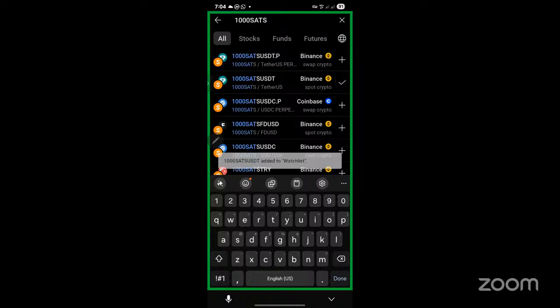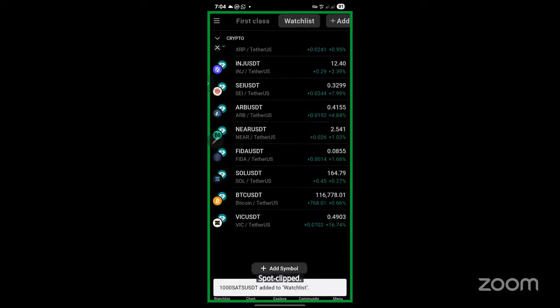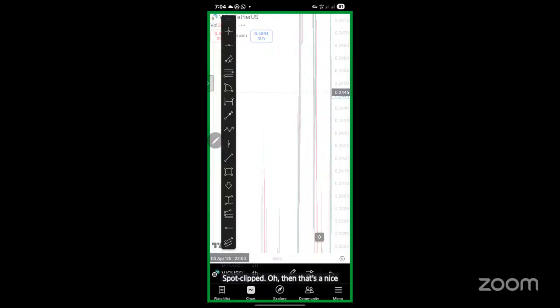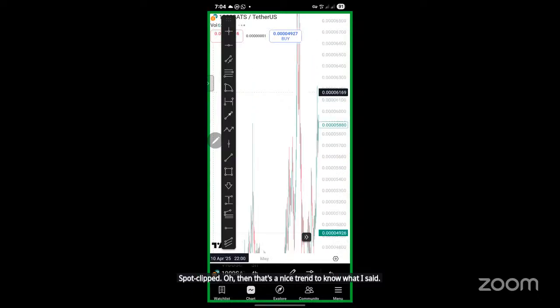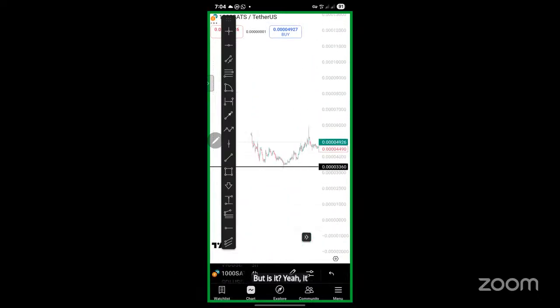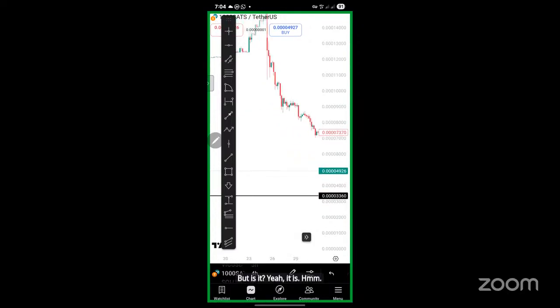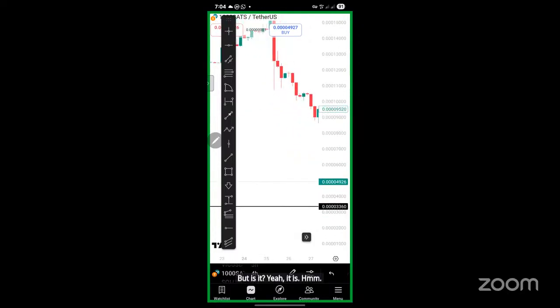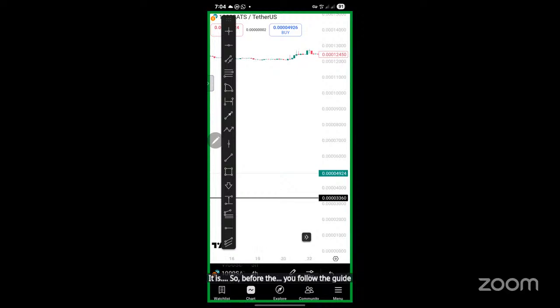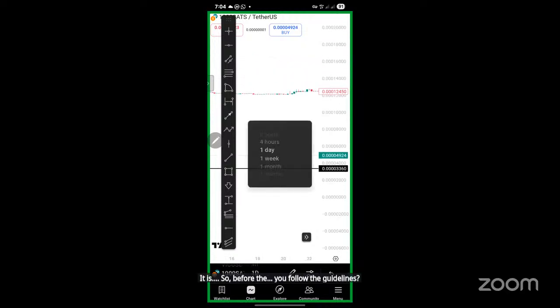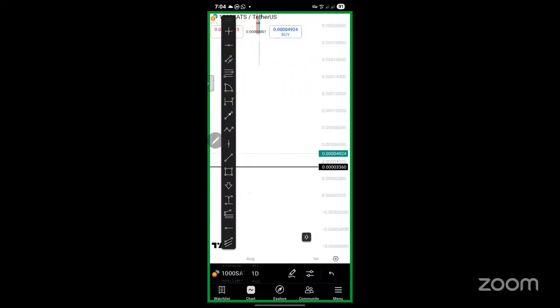Spot crypto. 1,000 sats has a nice trend to the downward side. Where is it? Yeah, it is. So you follow the guidelines. Let me take it from avoiding congestion.